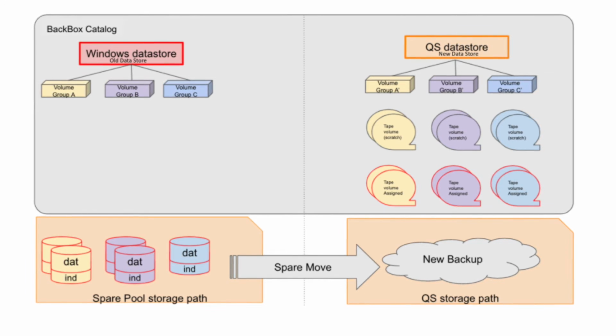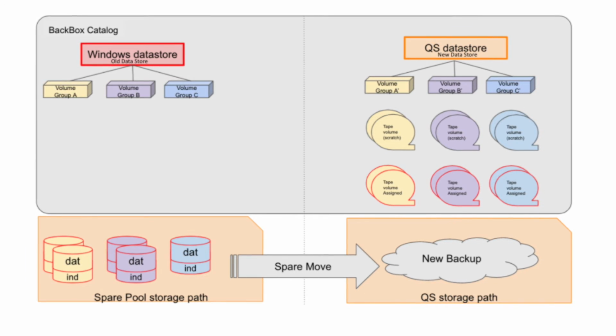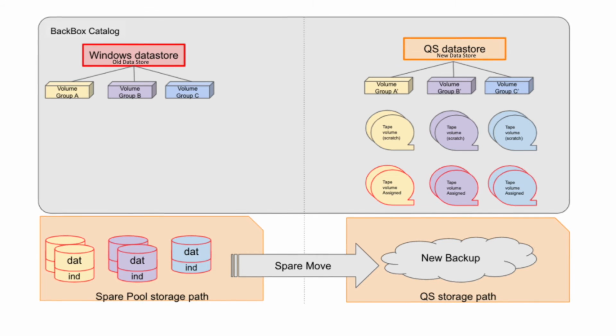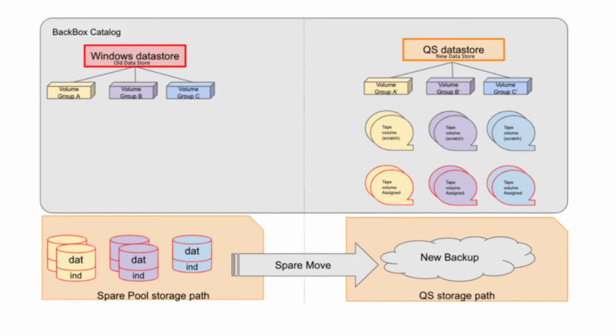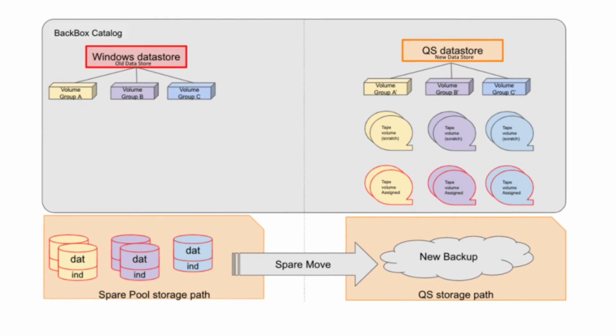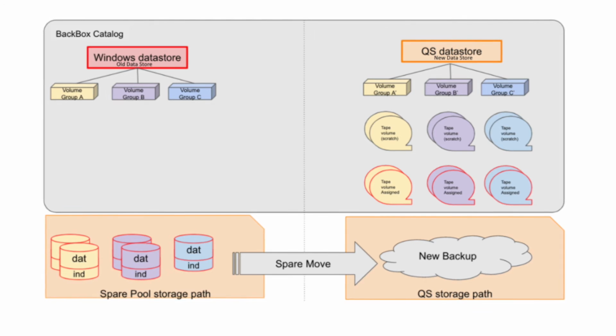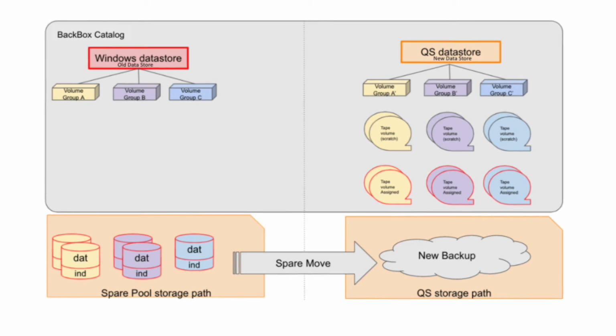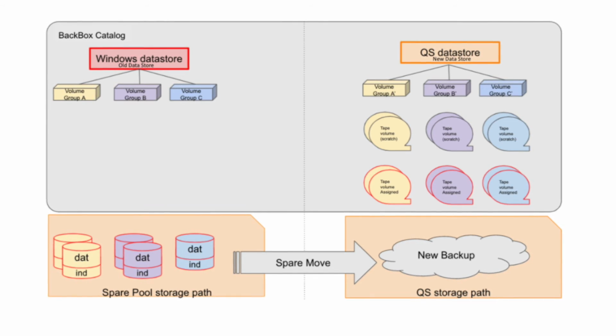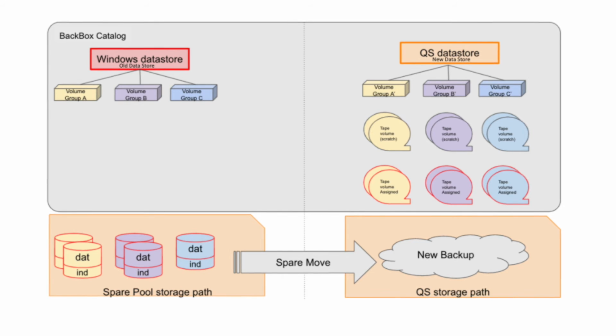So in the case of a massive migration, we are using the spare path for a very long period, because the move can take a couple of days, weeks, and even months, depending on the quantity of data we want to migrate.